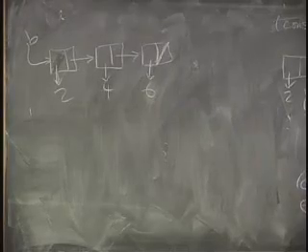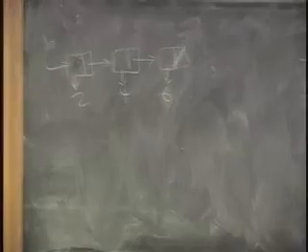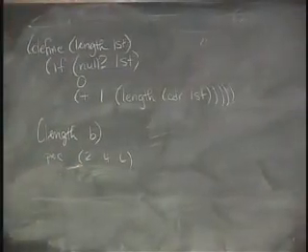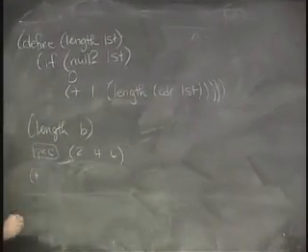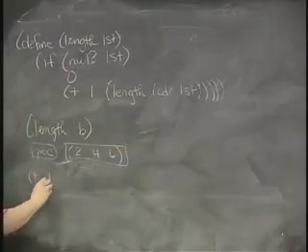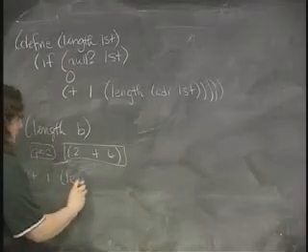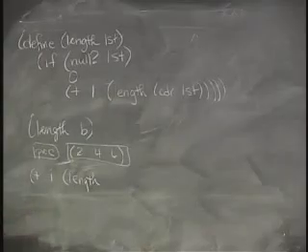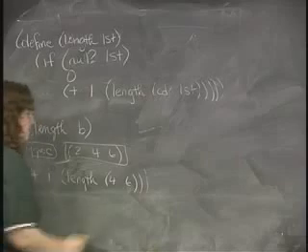Which means that we're calling our procedure on the list 2, 4, 6. So is our list null? No. So we're going to return 1 plus the length of the cdr of the list, which is the list 4, 6.